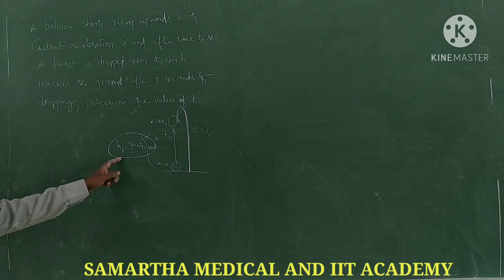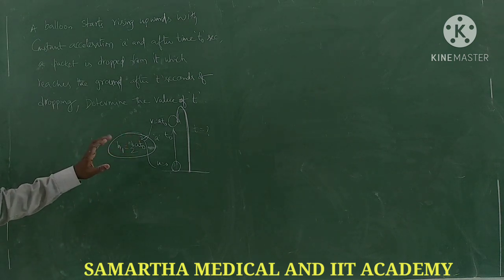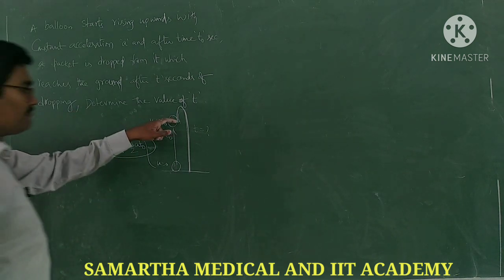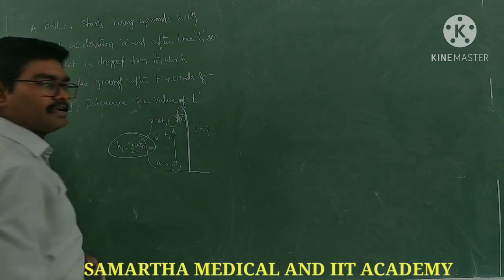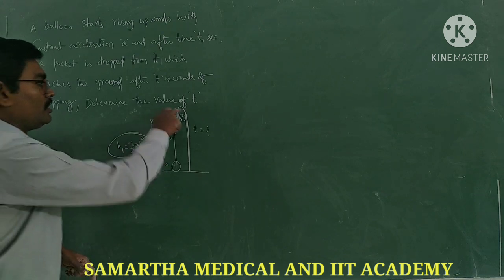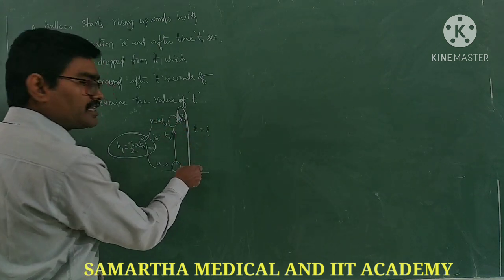Okay, so net displacement will be half a t naught. Next, after here, with what speed is it going? With a speed v, it is going in the upward direction. So what is the time it takes to hit the ground?